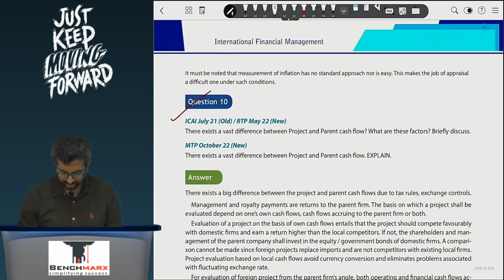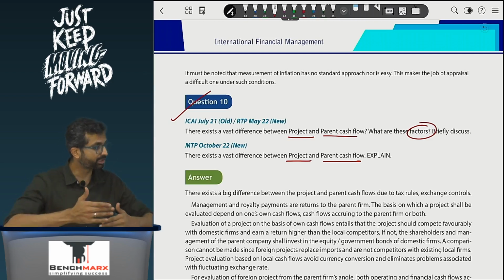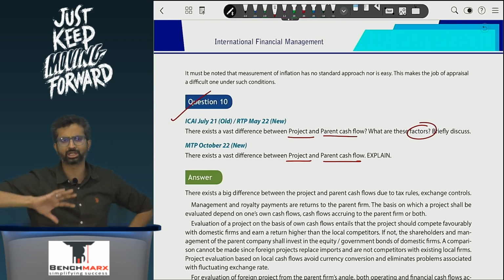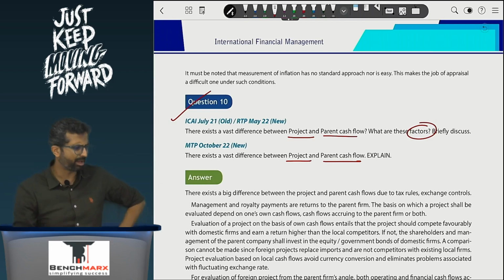Question 10, there exists a vast difference between project and parent cash flows. What are the factors? What is the difference between project cash flow and parent cash flow? Look, project cash flow means comparing the cash flow of the project in India, that's it. I'm not looking at withholding tax. What will there be in parent cash flow? Let's say in project cash flow, you are planning to set up a project in India. Is that project viable? We will see how much cash flow is being generated in India. Am I earning enough return? Yes. That is at the project level.